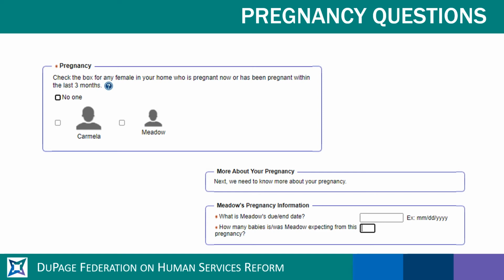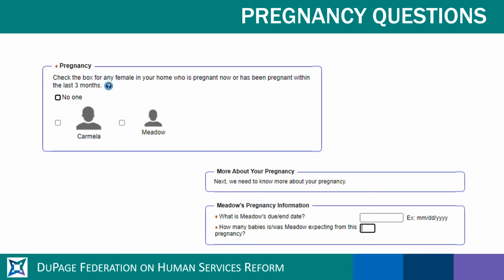It will ask if anyone in the home who has identified as female is pregnant or has been pregnant within the last 3 months. This is just because there are different income counting rules for pregnant people. Also, as I mentioned with immigration status, for people who are pregnant, there is no immigration status requirement for Medicaid. And so if someone in the home is indeed pregnant, we would mark that, and then they would want some information about the due date and how many babies are being expected.